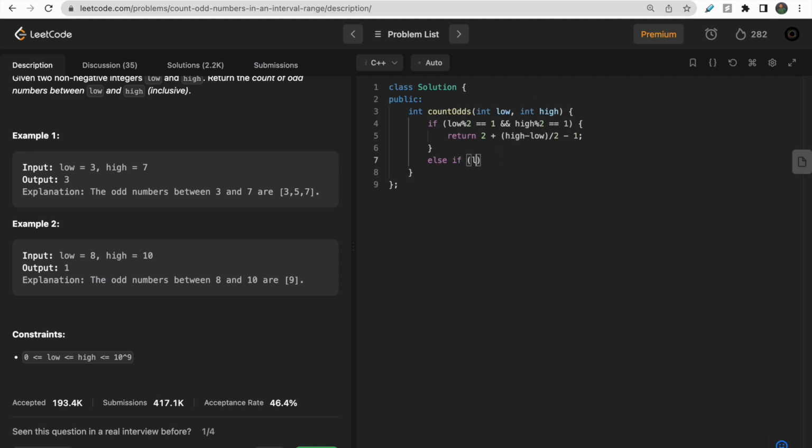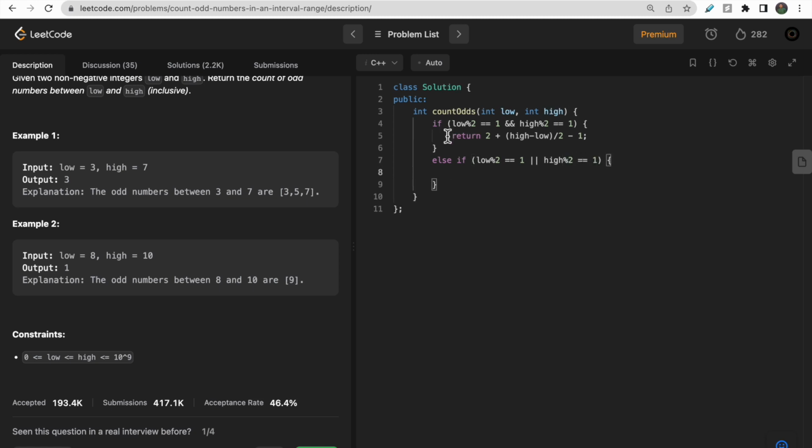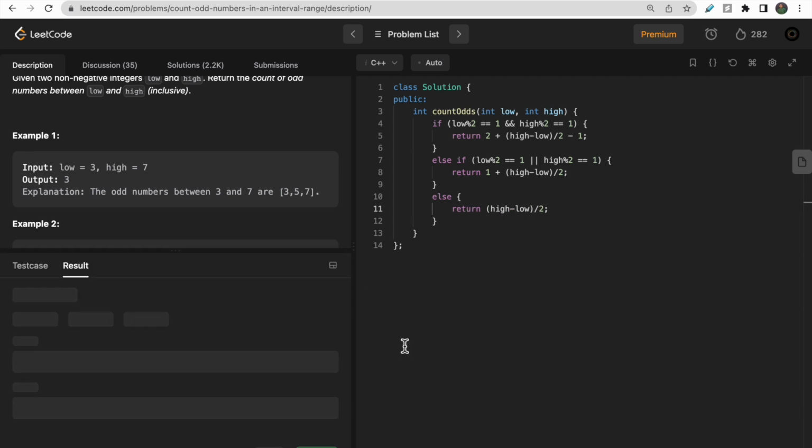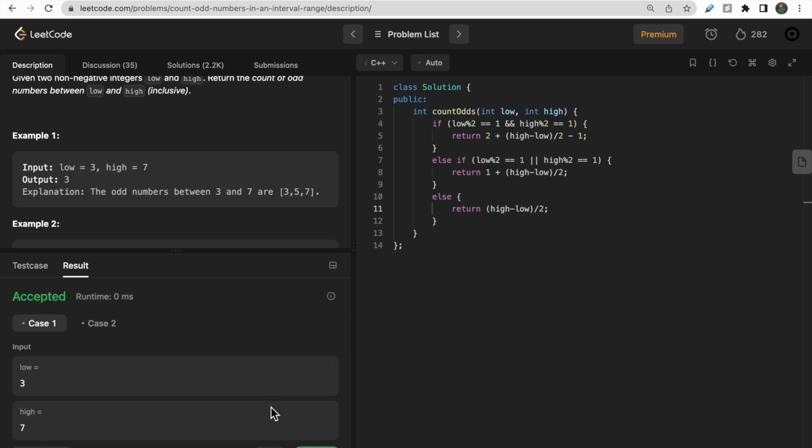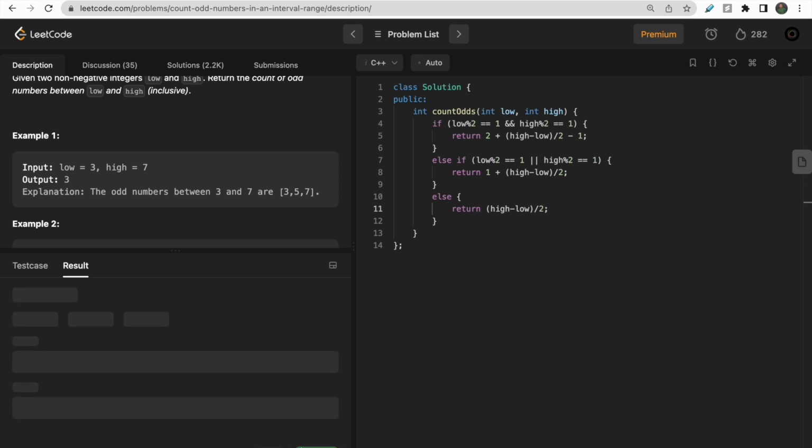In the else if condition, we check if low modulus 2 equals 1 or high modulus 2 equals 1, meaning any one of the numbers is odd. In that case we will simply return 1 plus (high minus low) by 2, where 1 is for taking one of the numbers inclusive. And in the else condition, we simply return (high minus low) by 2, since both numbers are even. Now let me run the code and submit this.